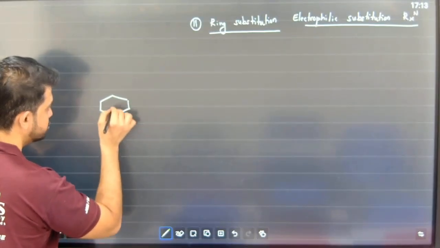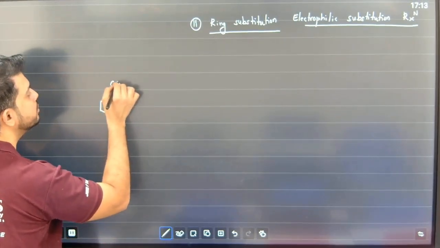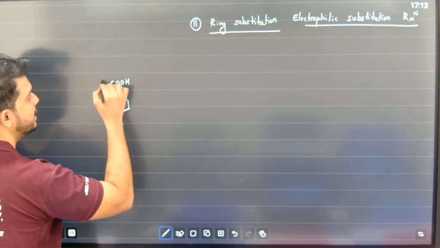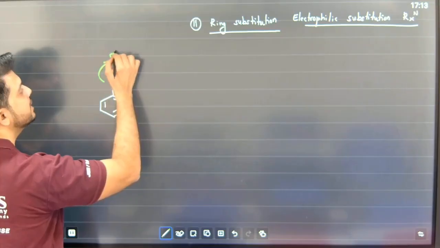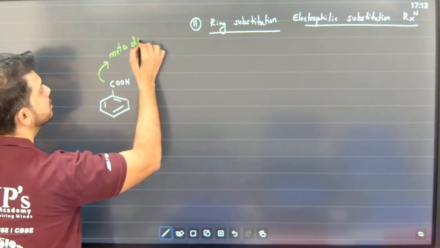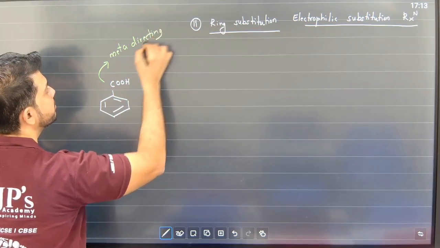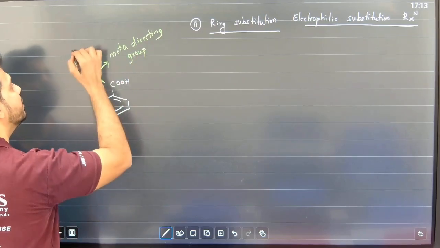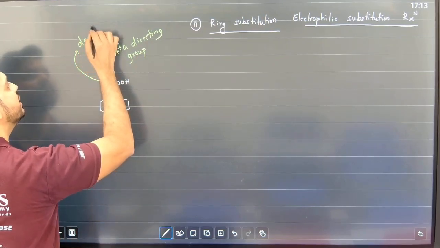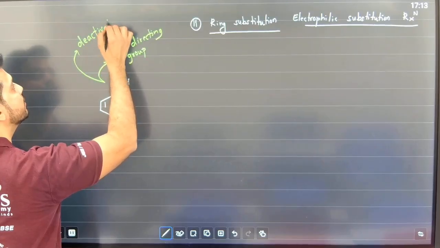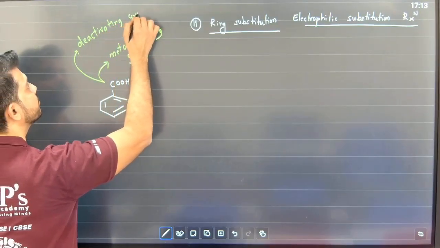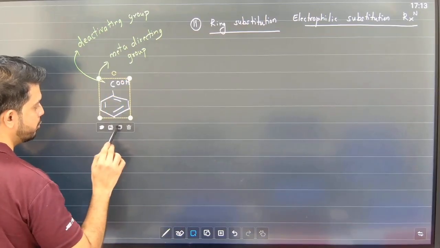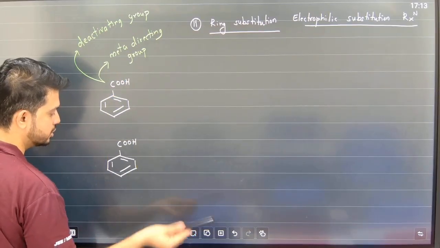benzoic acid. Now students, only point that you need to remember here is carboxylic acid, COOH, यहाँ पे is a meta-directing group. Or you can say that this is ortho-para deactivating group. So this benzoic acid का आप कोई भी electrophilic substitution reaction करो.